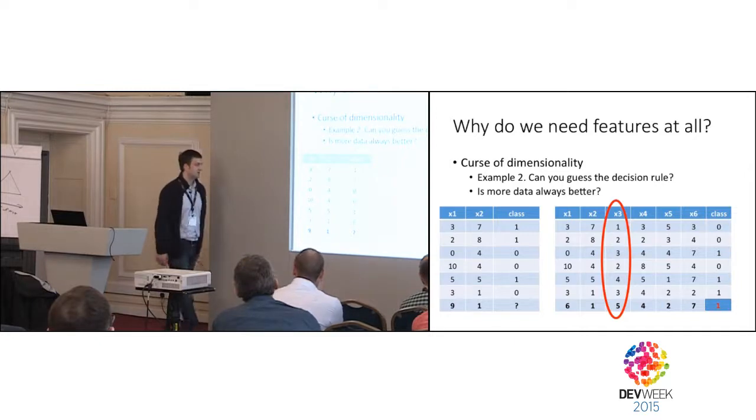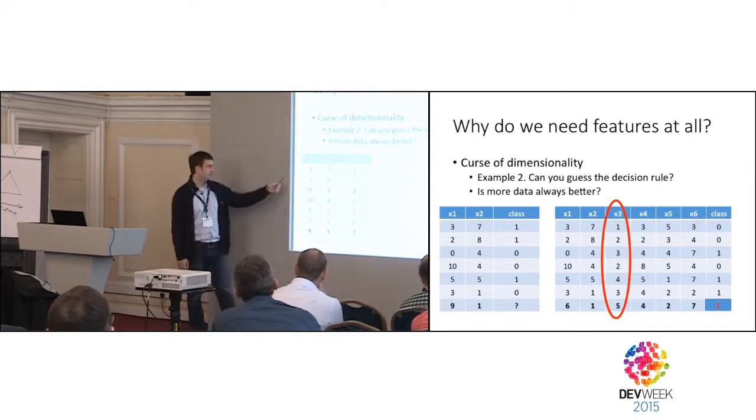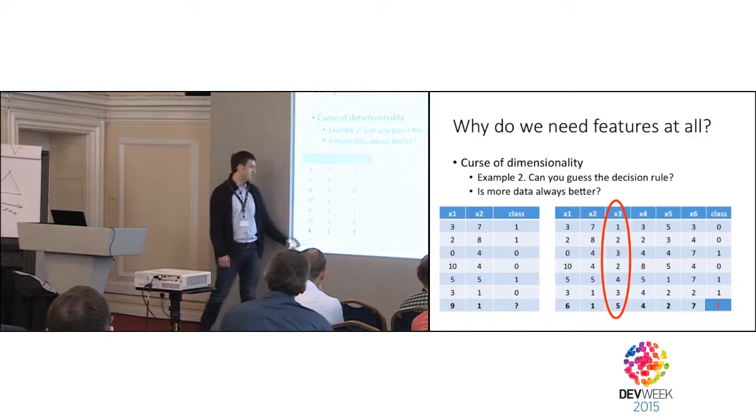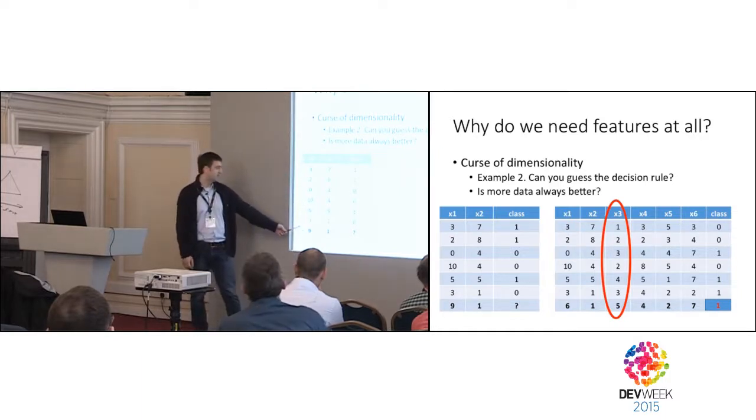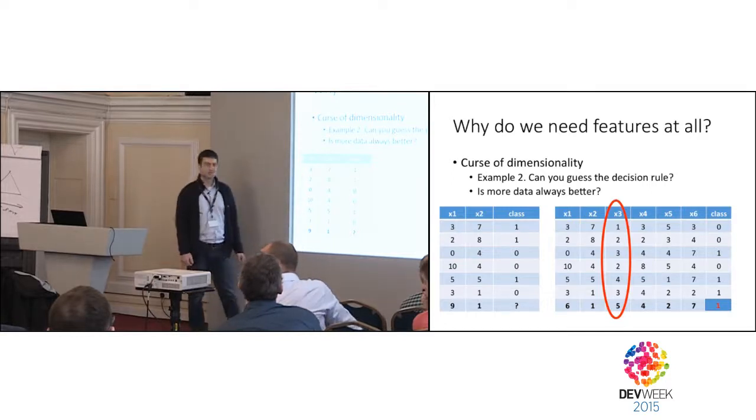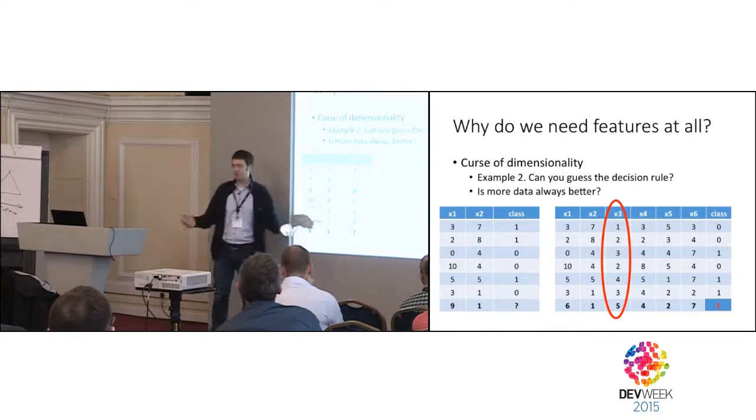So can you guess what's the dependency between the features and the class in this simple example? How would you classify the object with the features 9 and 1? Yeah, so if we add and get 10, then it's class 1, so it was quite easy.